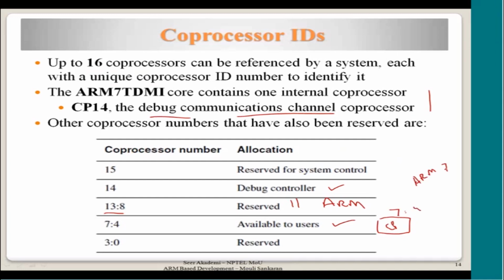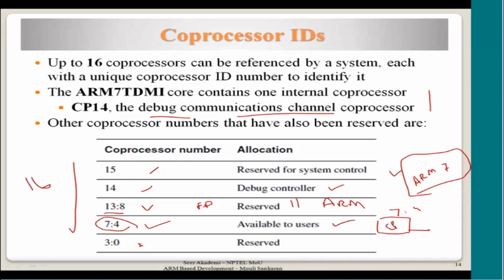I am not talking about the later processor families. We are only concerned about ARM7 in this course. So we are talking about the registered coprocessor IDs supported by ARM7. There are 16 coprocessor IDs, out of which 13 to 8 are reserved for special purposes, and this is also reserved. So only 4, 5, 6, 7 are available for you to develop your own coprocessor. Now you may wonder where the floating point coprocessor is. It is actually inside this. 10 and 11 are used for that. We will talk about that later.